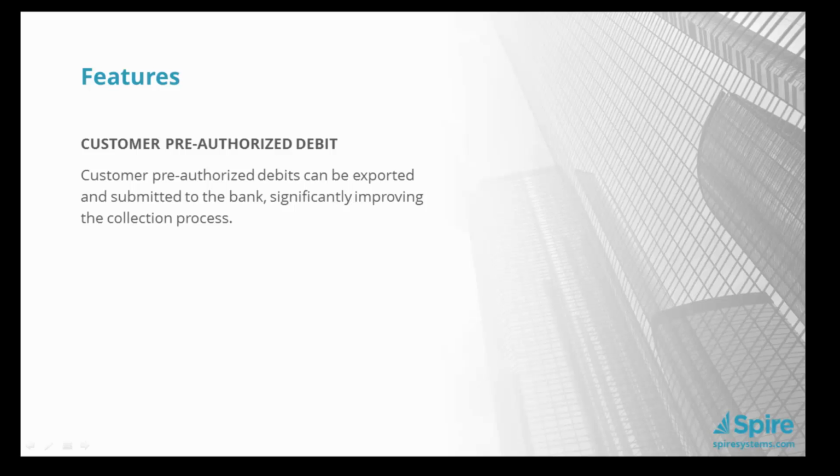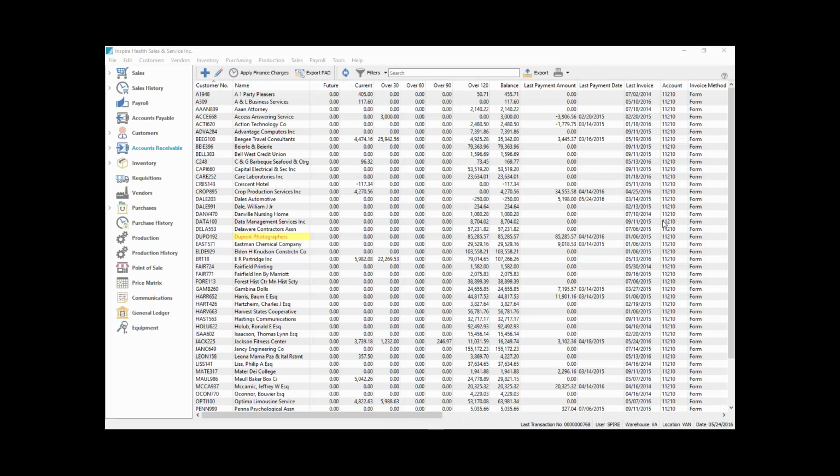If you use pre-authorized debit, so you take money from your customers' accounts, the pre-authorized debits can be exported and submitted to the bank, significantly improving the collection process. Just the way pre-authorized debit works, so you can upload a file to your bank for drawing funds from your customers' accounts, is that, first of all, the customer has to be set up, or at least the invoices have to have terms on them of PAD.